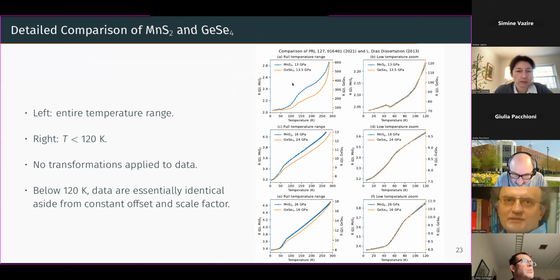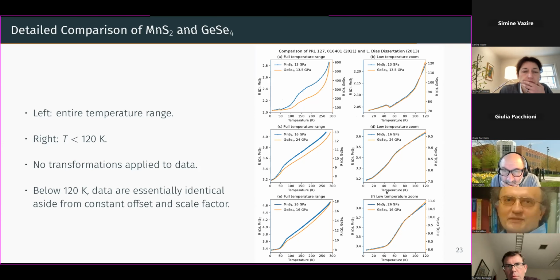And so what you see here on the left is the full temperature range of data, where manganese sulfur 2 and germanium selenium 4 have been plotted on left and right y-axes with different extents. I think immediately it's pretty clear that they're very similar in a number of ways, although there's more curvature at high temperature for germanium selenium 4. However, if you zoom in just below 120 Kelvin, you find that the data agree almost perfectly.